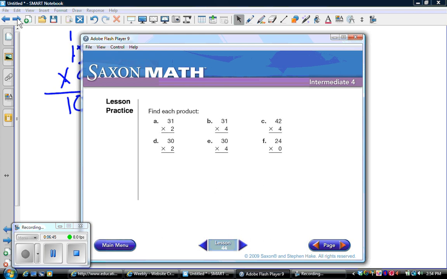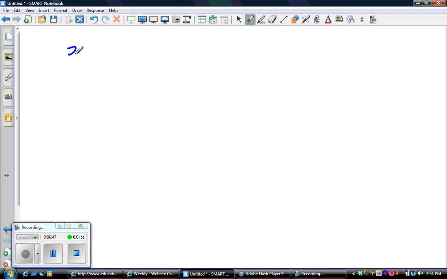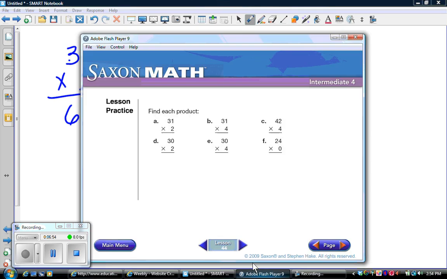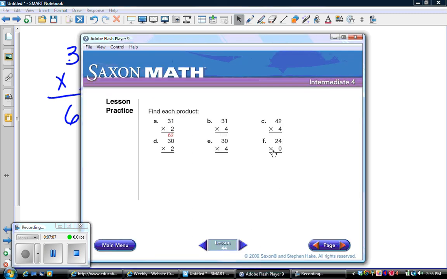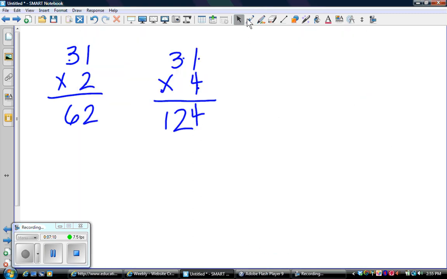All right, let's do some practice. 31 times 2. 2 times 1 is 2. 2 times 3 is 6. We should be able to just whip through these really fast. 31 times 4. 4 times 1 is 4. 4 times 3 is 12. Okay, 42 times 4. Here we go. 4 times 2 is 8. 4 times 4 is 16.